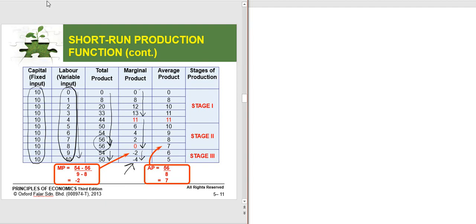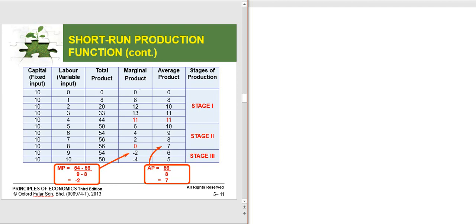So this production we can actually divide into 3 different stages. We are going to look at how we can divide the 3 stages of production here. But before that, I'm going to show you how you can get the figures in this schedule. This capital input is fixed, which is 10 for every level of production, and then you have a different number of labor and a different number of production.